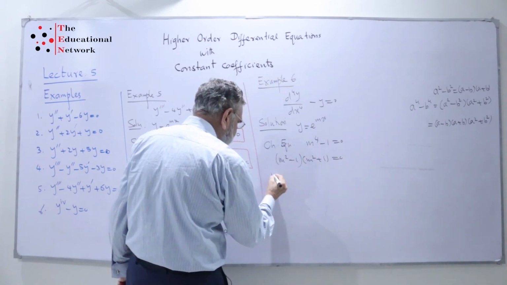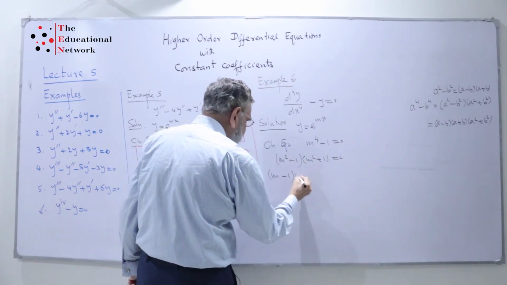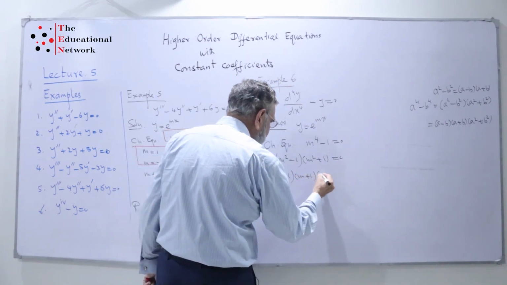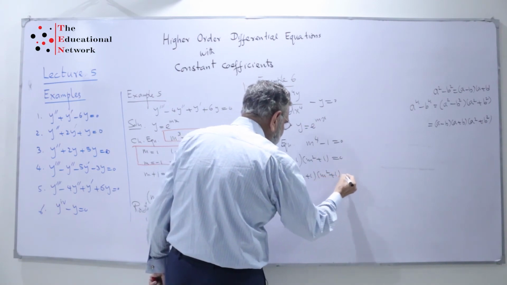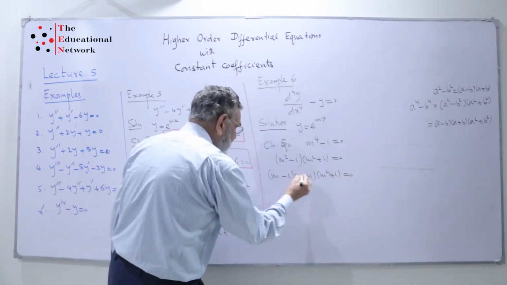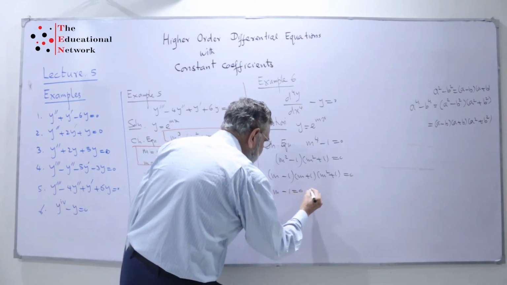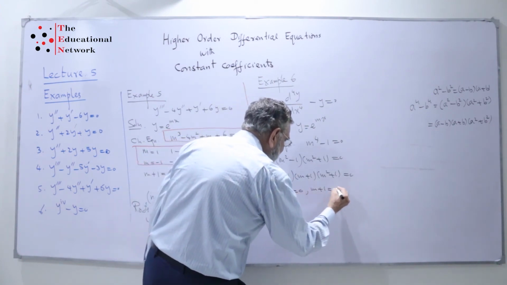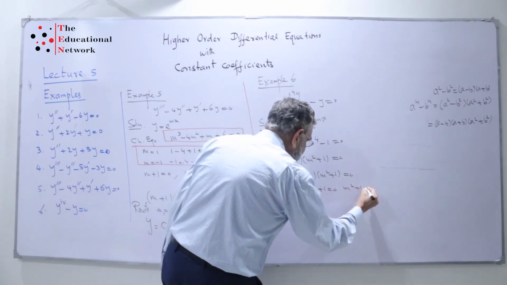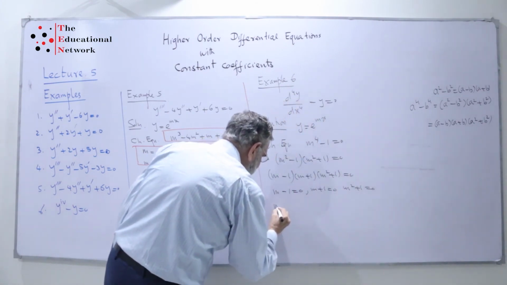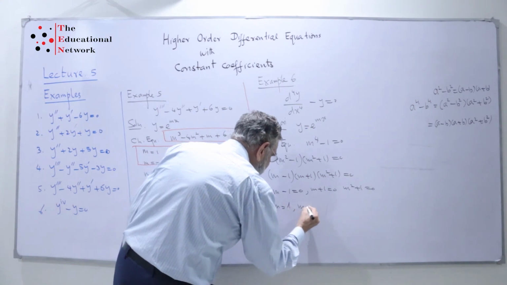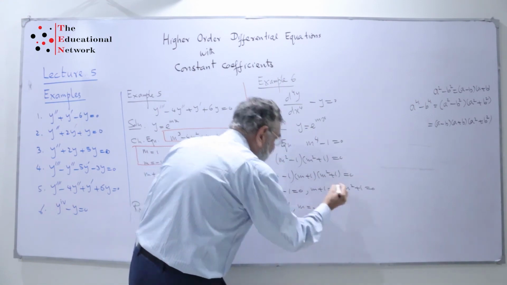Factorizing this again, we get (m - 1)(m + 1)(m^2 + 1) = 0. So we factorize this one, and the roots are m - 1 = 0, m + 1 = 0, and m^2 + 1 = 0. So we get the roots m = 1, m = -1, and this one is complex.